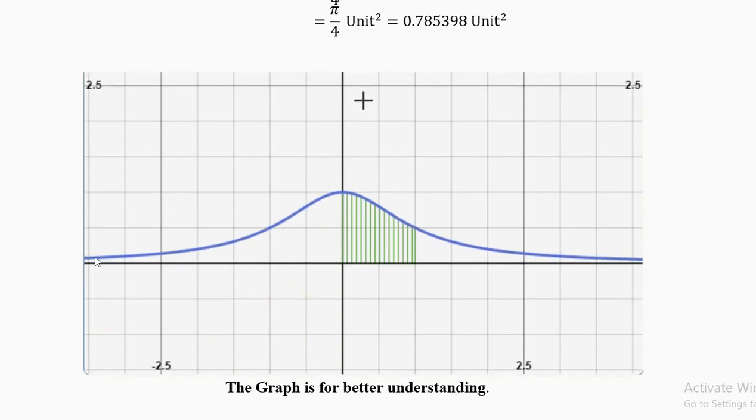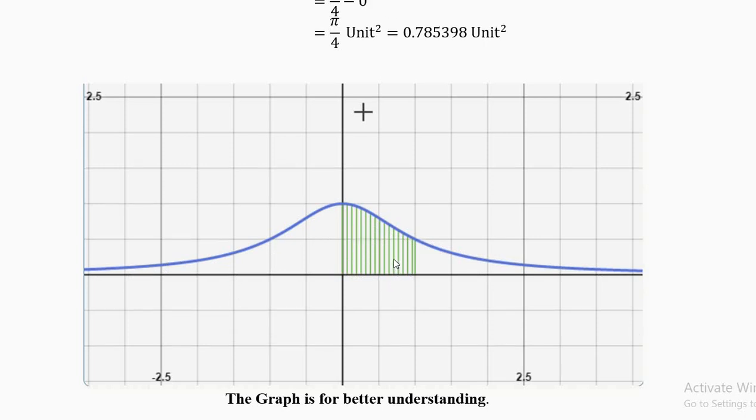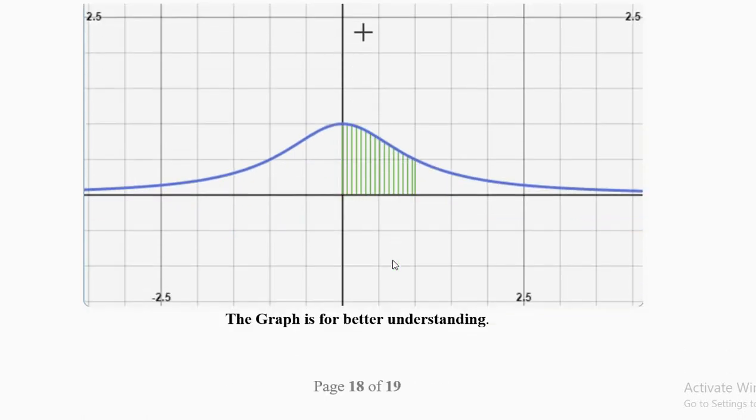And this is how the graph looks. The x-axis is the horizontal asymptote and the curve decays on the right and on the left. And this green shaded thing is your area. It does not decay as fast as the exponential function, but it does decay.